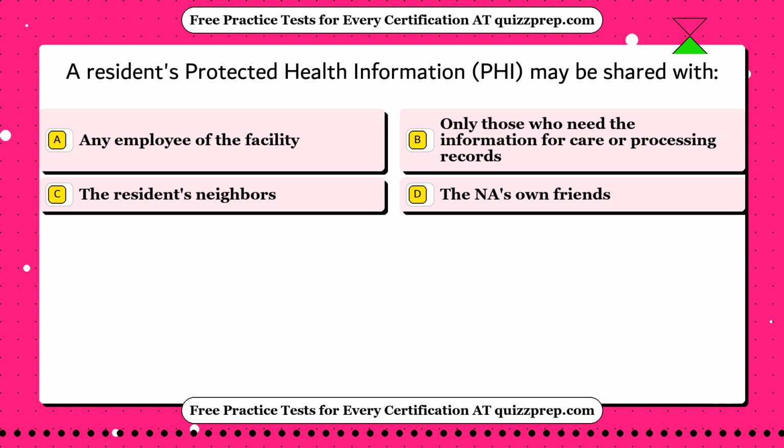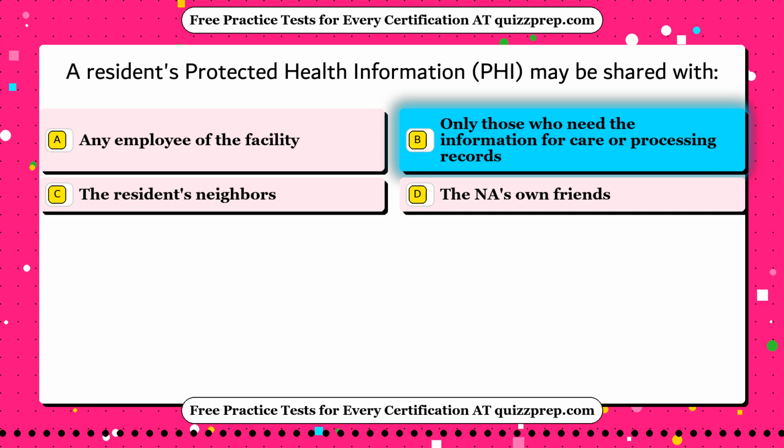Question 12. A resident's protected health information, PHI, may be shared with option A. Any employee of the facility. Option B. Only those who need the information for care or processing records. Option C. The resident's neighbors. Option D. The NNA's own friends.